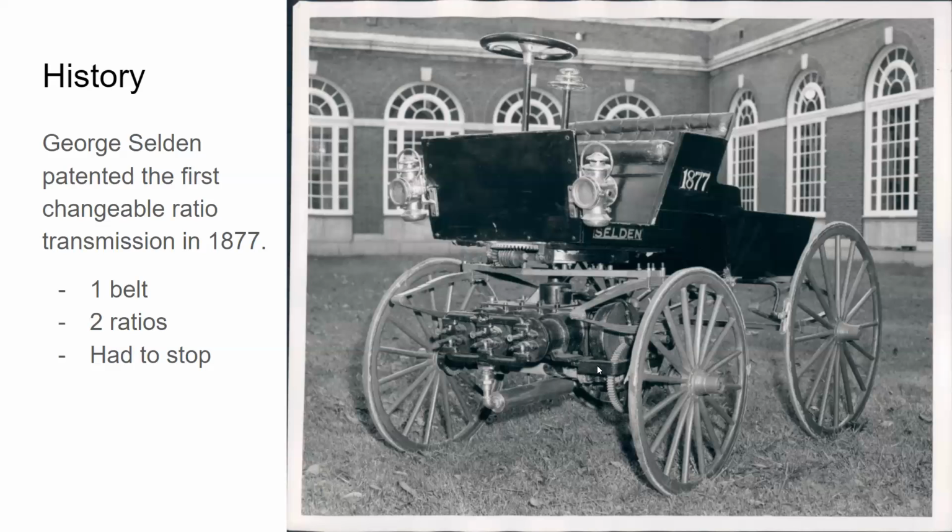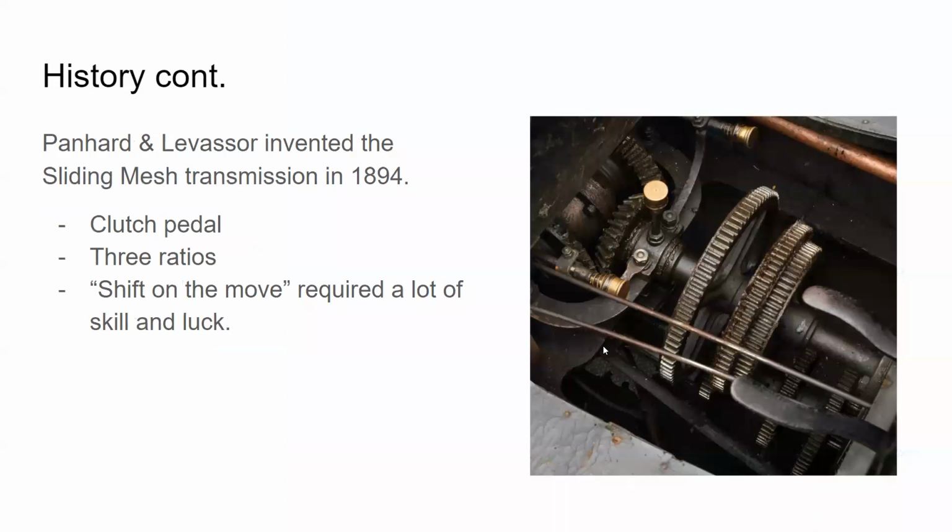So sometimes you needed that torque, but it required you to stop, get down on the ground here and get some tools out and change stuff around. So it was good that you had that option, but it wasn't the most ideal thing since you had to stop the vehicle. The next evolution, Misters Panhard and Lavoisier, they invented a sliding mesh transmission in 1894.